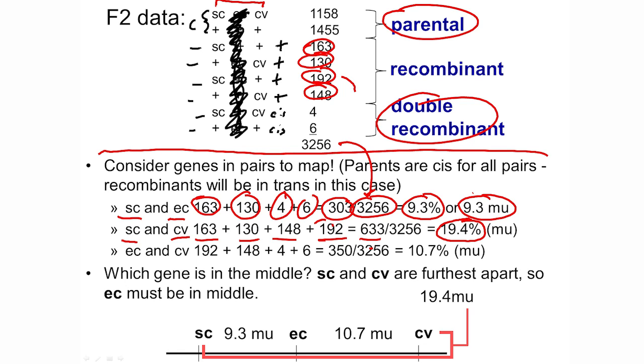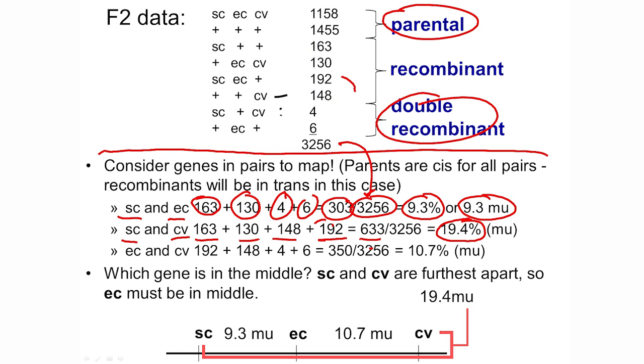So again, I think you've got this by now, but if we just wanted to draw the map of scute and cross-veinless, we draw it and say they're 19.4 map units apart. Now we just got to do the same thing for echinus and cross-veinless.